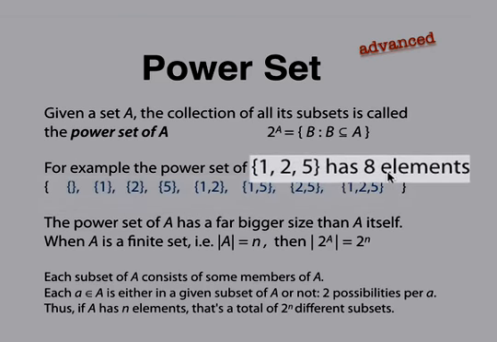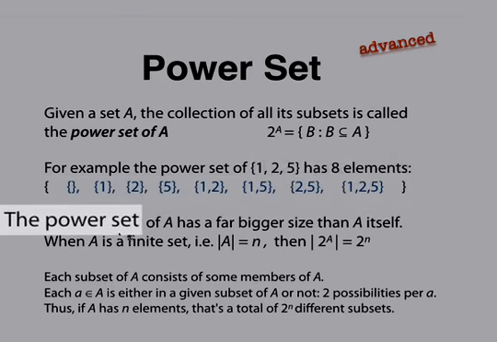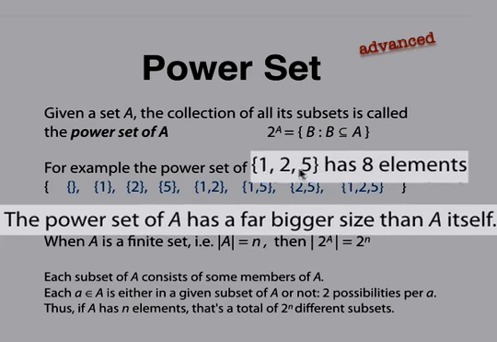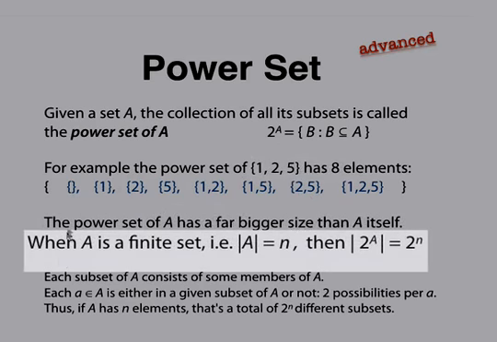8 elements. The power set, as you can see, is a bigger set. It's far bigger than A. A had 3 elements, and of all the possible subsets, there are 8 of them. When A is a finite set, that is, the size of A is n, then in fact the size of the power set is 2 to the power n.